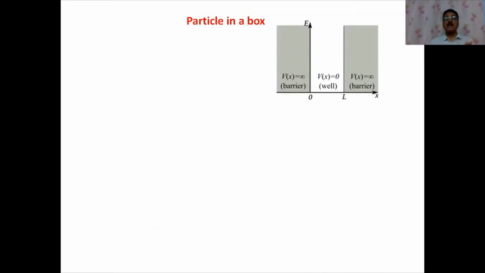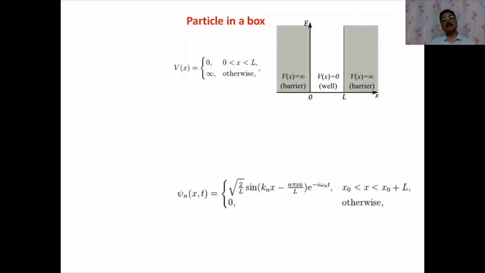On the left hand side, V(x) is equal to infinity. We have a tall wall of energy. On the right hand side also, V(x) is infinity. On both sides we have the barrier, but in between, V(x) is equal to 0. So inside, we have only the kinetic energy associated with the particle. Mathematically we can express that V(x) is equal to 0 for x lying between 0 and L, and is equal to infinity otherwise.